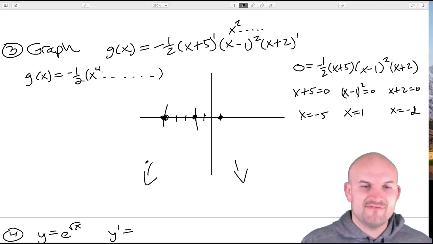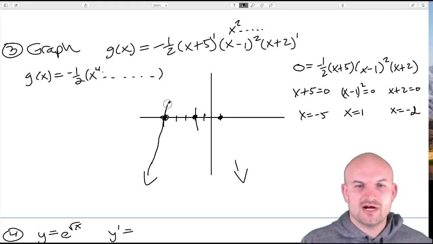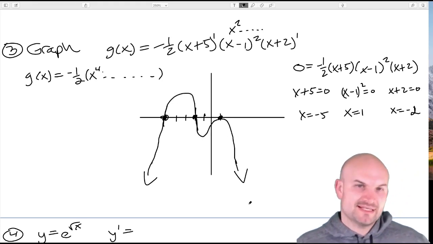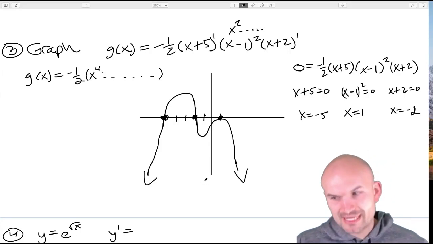So if I was going to follow through here, that has to cross, that has to cross. And now you can see that it's going to bounce and then go back down. So the graph is going to look something like that.